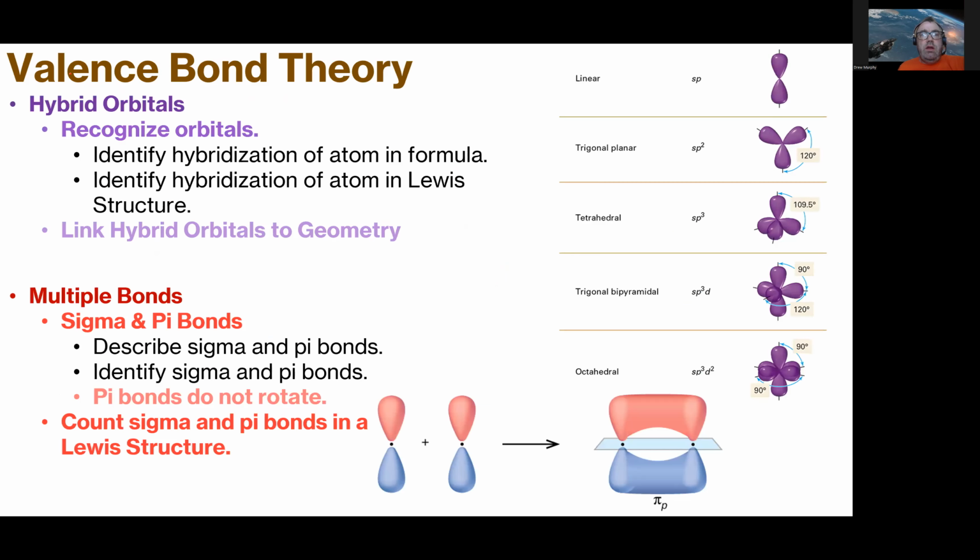This is what I expect you to be able to do with valence bond theory. We've already talked about hybrid orbitals and how we can link hybrid orbitals to the geometry. You need to be able to pick those out. You need to be able to tell the difference between a pi bond and a sigma bond and explain how they happen, like when you talk about pi bonds not rotating, so you have isomers that are locked in place. And we want to be able to count sigma bonds and pi bonds in a Lewis structure. This is going to be super helpful when you get to organic. Plus, it's going to be on a test coming up for you anyway. So learn how to do it.